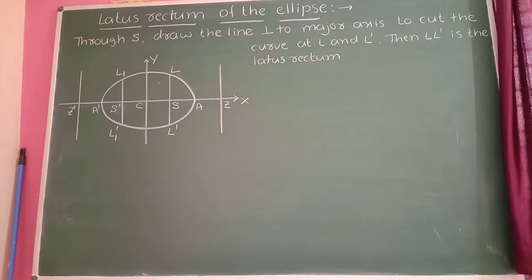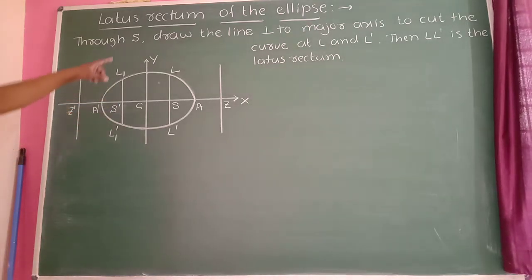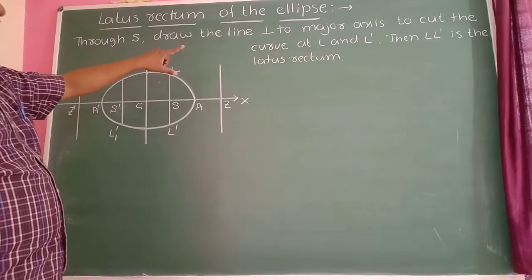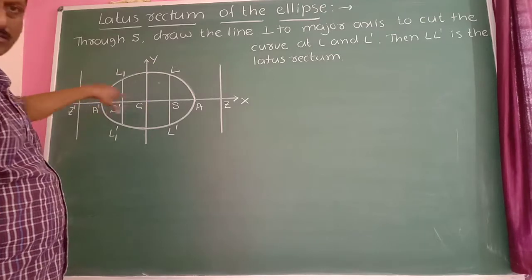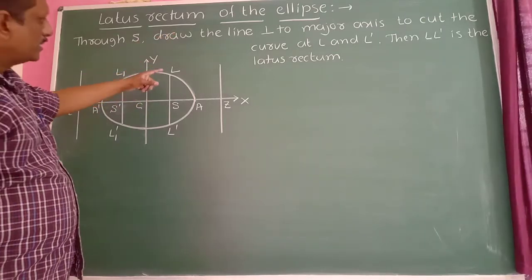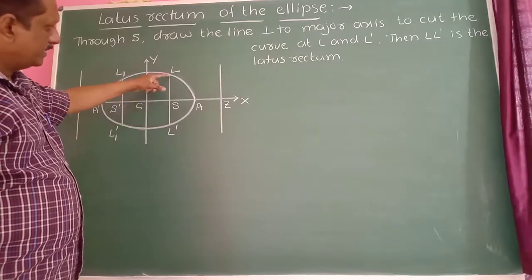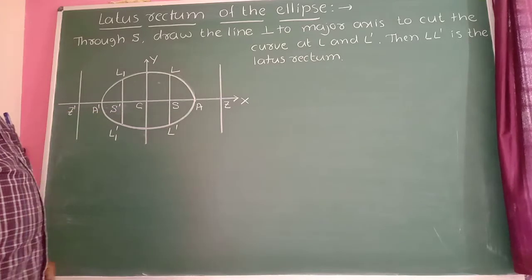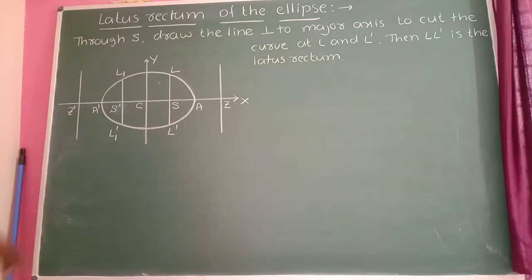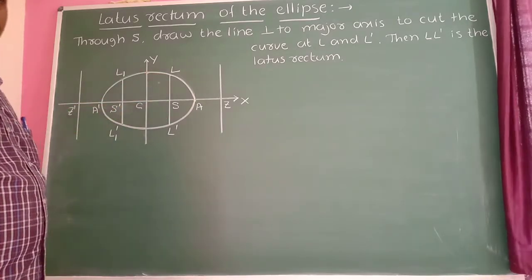So the latus rectum of the ellipse. This is the diagram. Through the focus, draw a line perpendicular to the major axis. X is called the major axis here. Perpendicular to the major axis, it cuts the curve at L and L dash. Then LL dash is called the latus rectum of the ellipse. You have to find its length and its coordinates also.